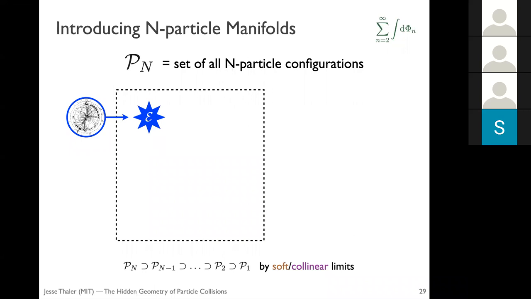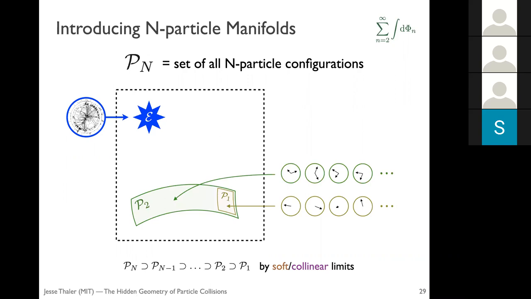So just to remind you, I'm taking an event and I'm mapping it to a single point. And then I can talk about collections of events. I can think about, for example, the collection of idealized one-particle configurations. Just as a technical point, one difference between Lorentz invariant n-body phase space and this manifold is that it turns out to be natural to not impose energy momentum conservation in this one-particle manifold. So here I have event configurations that obviously don't conserve energy momentum, but I can consider all possible one-particle configurations.